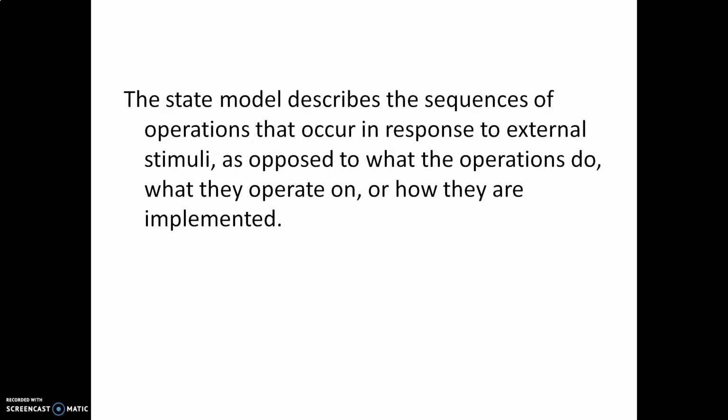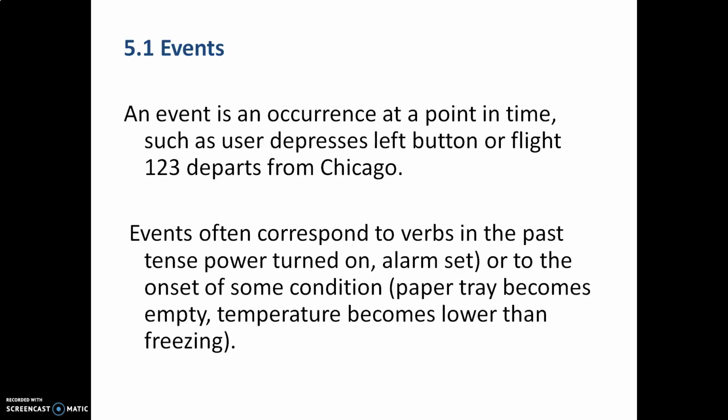So once our class model is ready, we know that the relationships between the classes are clear, right? So who depends on whom is clear. In the state model, all we got to know is the life history of the objects, right? That is, the sequence of operations that are occurring in response to external stimuli, right? So that is what you're going to deal with in the state model.